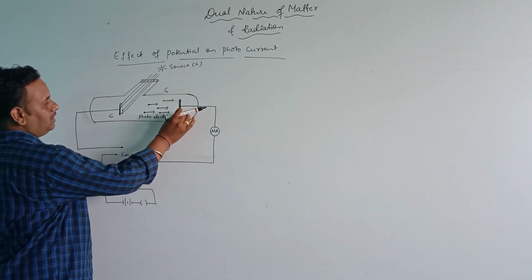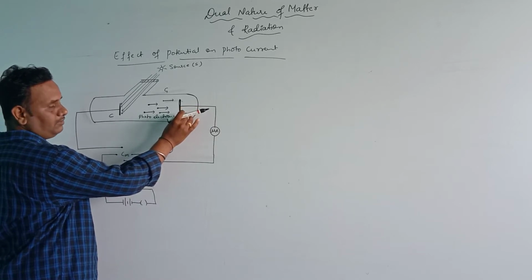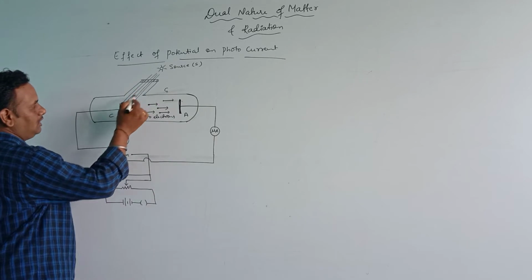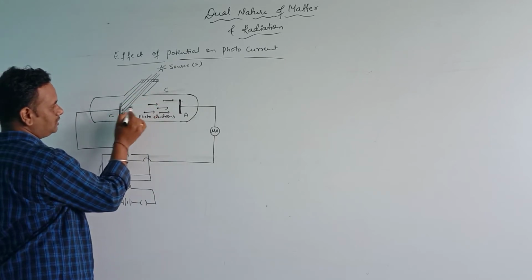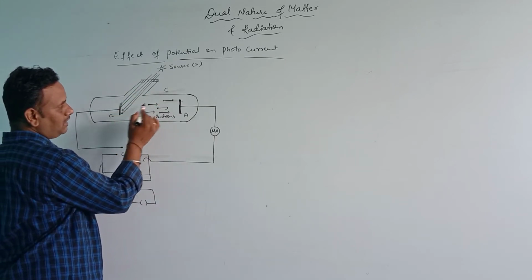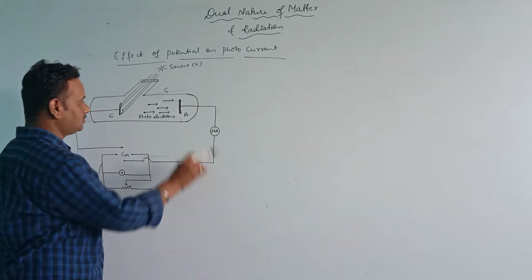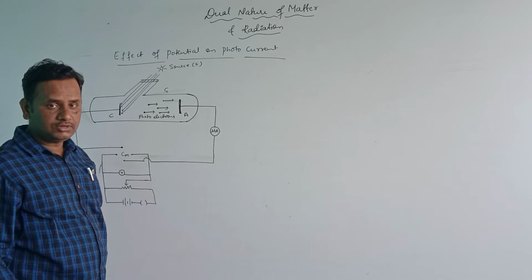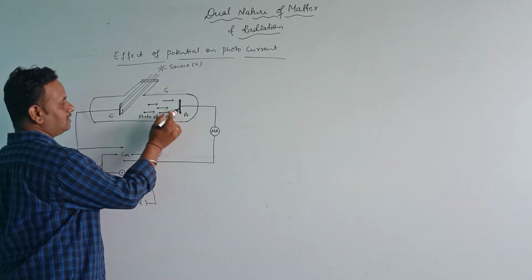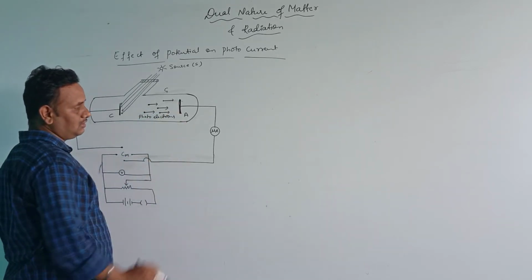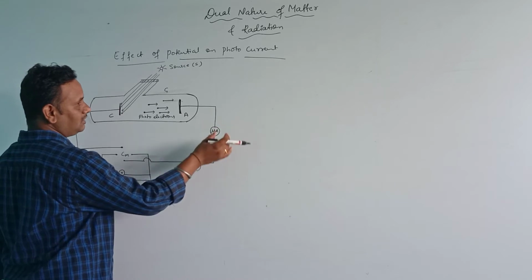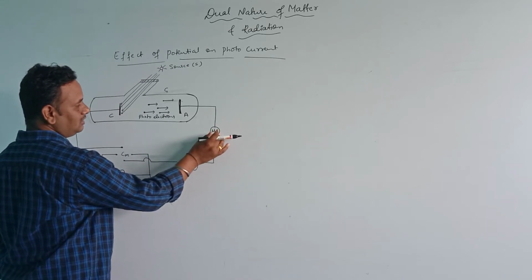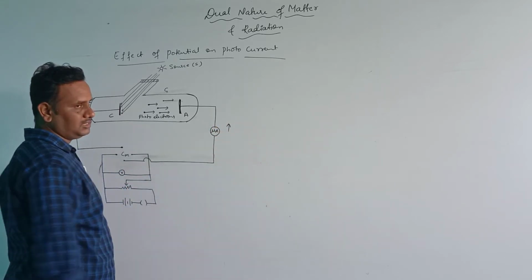We maintained a high positive potential at the anode plate. The electrons emitted from the emitter plate get attracted, because we have a high positive potential here and electrons are negatively charged particles. They get attracted towards the anode plate, and as a result there is an increase in the photoelectric current.